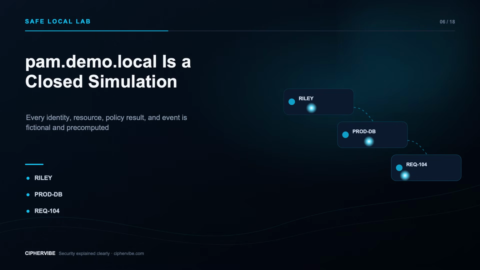Our lab uses opaque labels only: Riley, prod.db, DB maintainer, and request 104. The simulator has no passwords, tokens, certificates, endpoints, network calls, or executable administration commands. It simply moves a record through denied, approval required, active, expired, and revoked states so defenders can study the control logic safely.